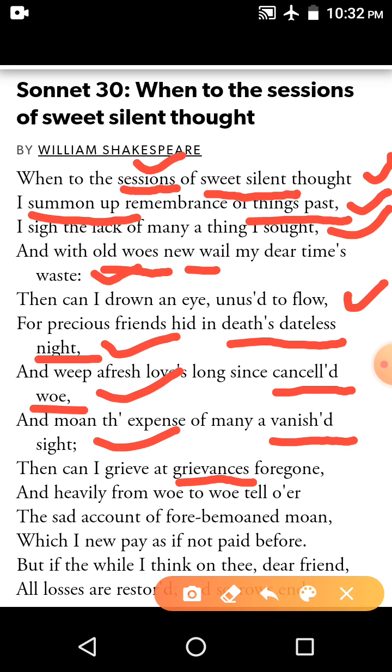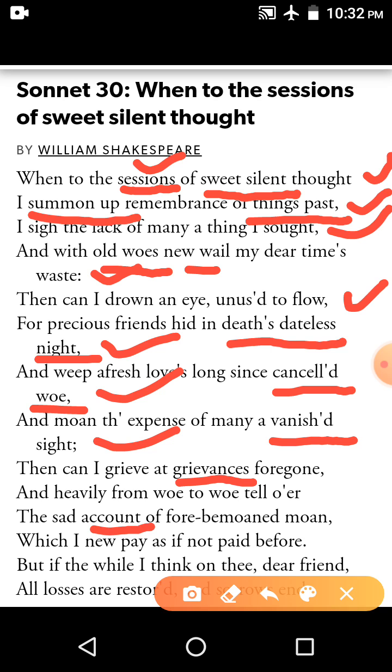And heavily from woe to woe tell o'er. And my thoughts, things come in my mind. And which things? Woe to woe. सारे एक एक करके सारे दुख वो गिनाती हैं. The sad account of forebemoaned moan. And what comes into mind? Again we have a word from the banking sector, account. So this is the sad account of forebemoaned moan. फोर बी मोएंड, जिसके ऊपर मैं पहले ही दुख मना चुका हूँ.